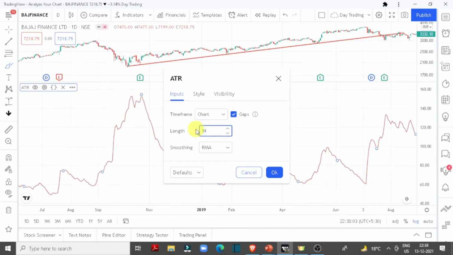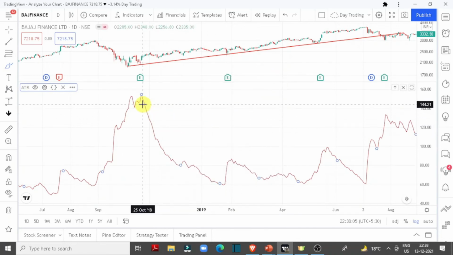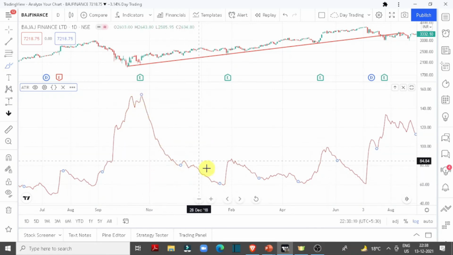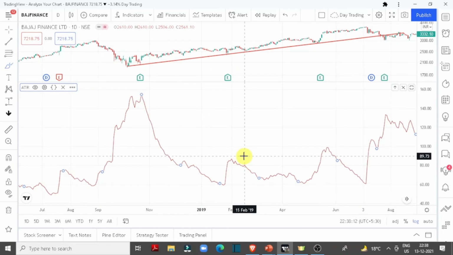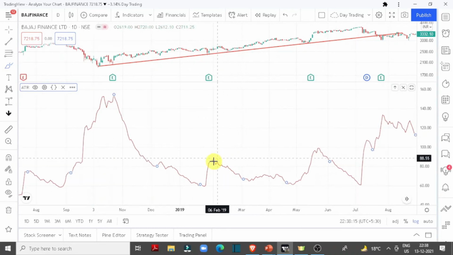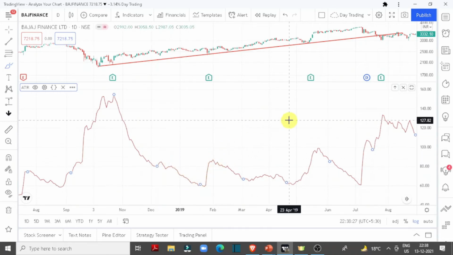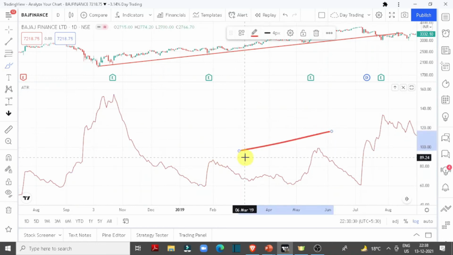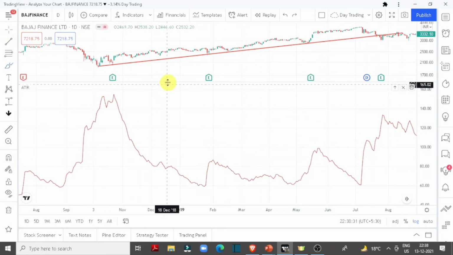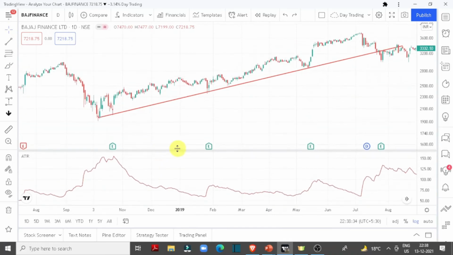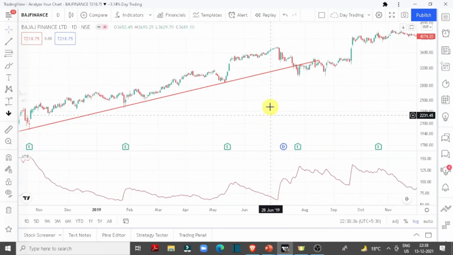Here the length is 14, right? So it will tell you the average range over the previous 14 periods, and it will plot itself based on that. The idea behind plotting ATR is very simple. Whenever the ATR is low, standing at this level, it means the volatility is low in the market, right? But whenever the ATR goes up, I would say that the volatility has gone up in the market. So ATR tells you about the volatility of the market. I hope this is clear to you.